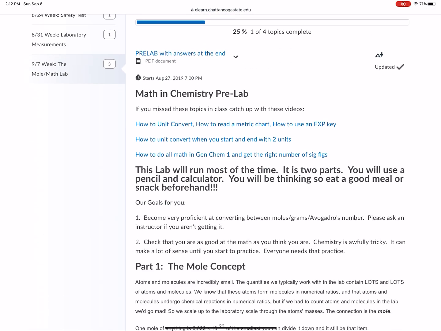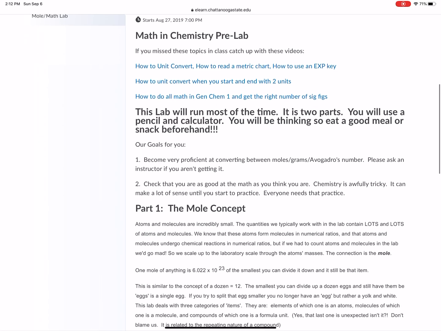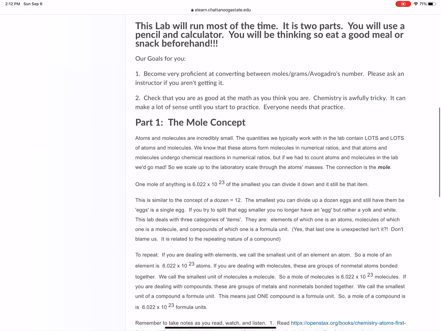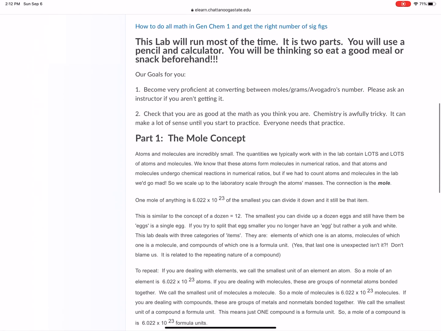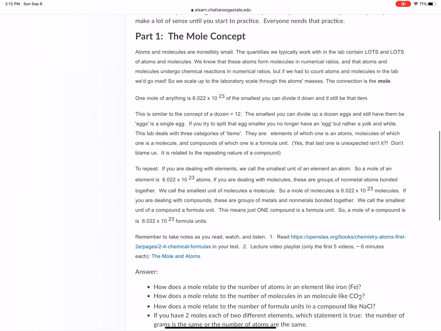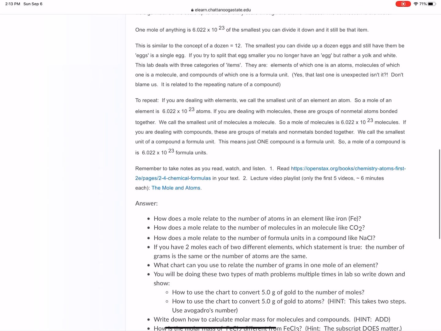It says answers at the end. What this means is that as you read through here, I'm going to go back to the top in a minute. This is the description for this PDF document, which I'll click on in a moment. In the description, you've got your goals and you've got the mole concept. Here's some background to the mole concept, how you can think about it. This was also covered in class.